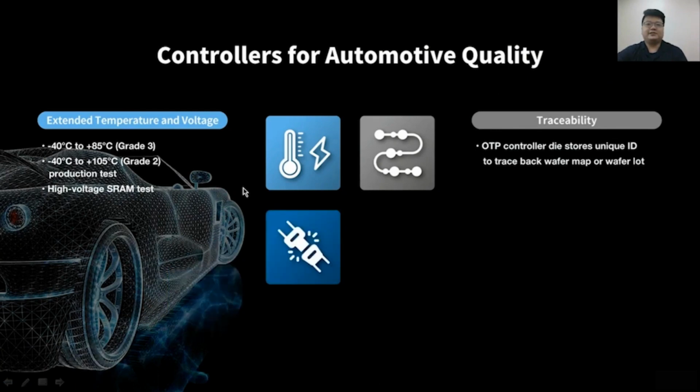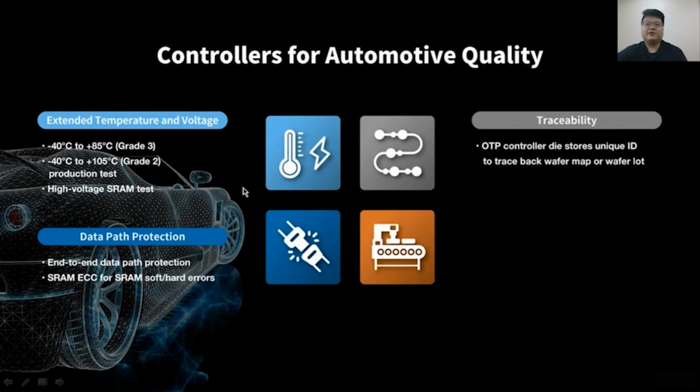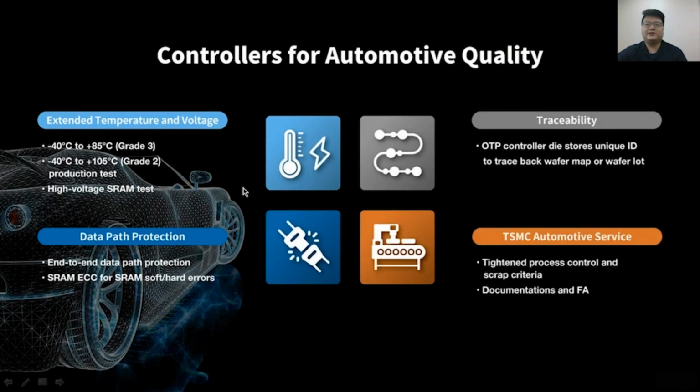And for the data path, SMI offers end-to-end data path protection to protect all the data from the host to the drive. And we also have SRAM ECC for SRAM soft or hard errors to make sure of data integrity. SMI also offers better process control and scrap criteria, and documents all the processes and flows to ensure data integrity. In the design phase or after mass production, SMI also offers failure analysis for all the products.